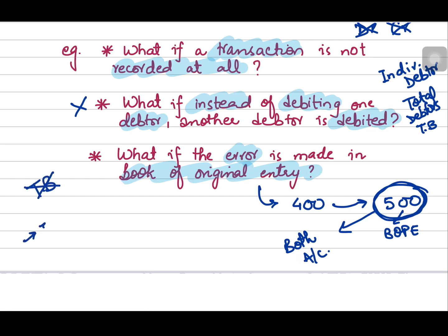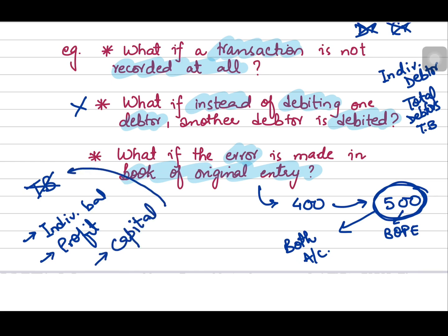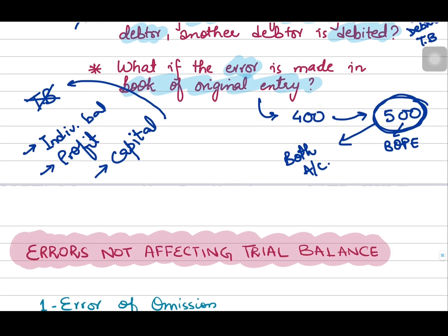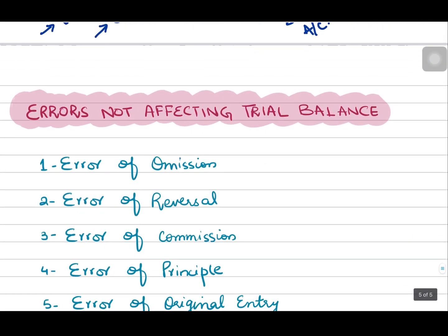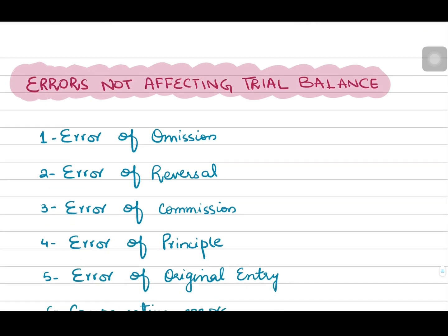Of course, it will affect the individual balances of that account. It can affect the profit as well in some way. It can also affect the capital. But there are some errors that do not affect the balancing of trial balance. Now what are those errors? We'll be starting with the errors that do not affect the trial balance first, and then we'll be moving towards the errors that do affect the balancing of trial balance.